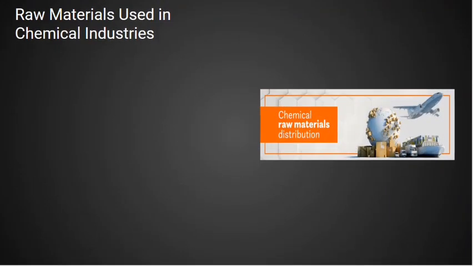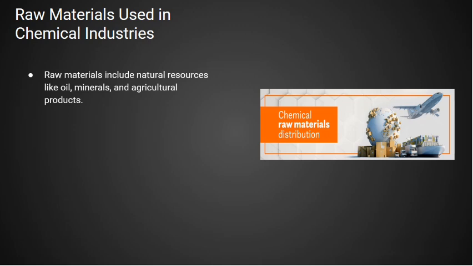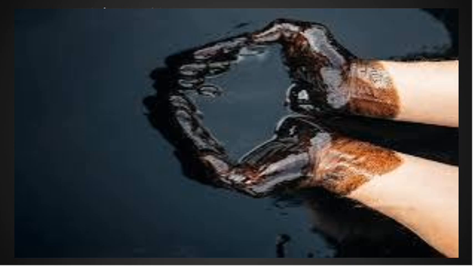So let's talk about raw materials used in chemical industries. Basically, we say raw materials include natural resources like oil, minerals, and agricultural products. Now, when we are talking about raw materials, we are trying to say those things used for production. In most cases, the raw materials are gotten from natural resources. For instance, crude oil is a raw material.